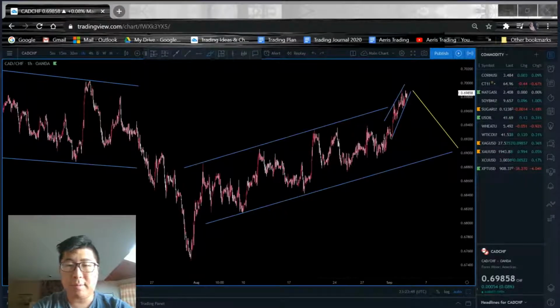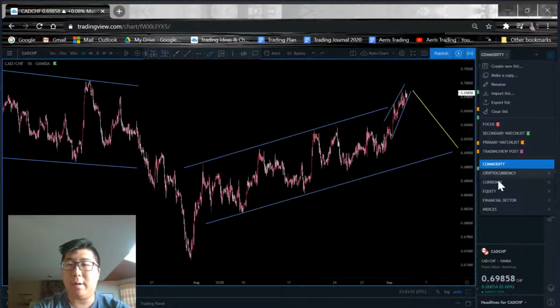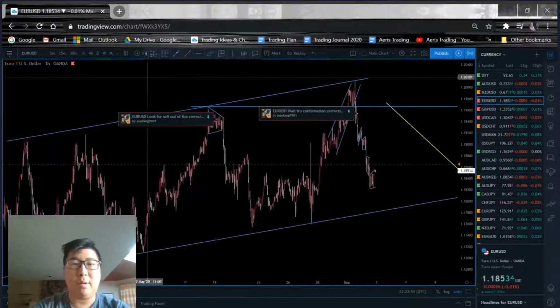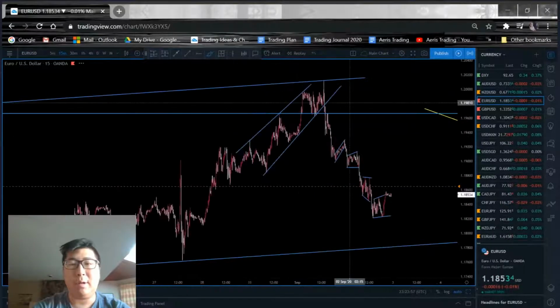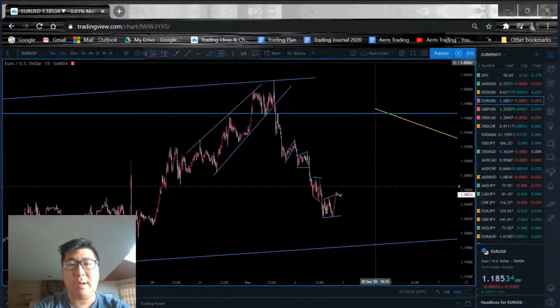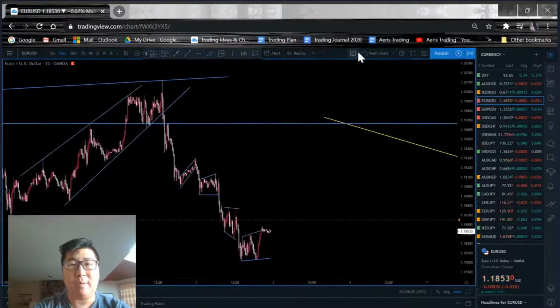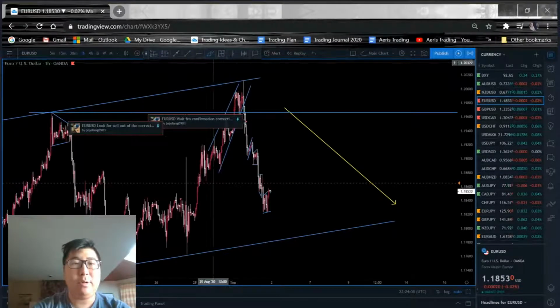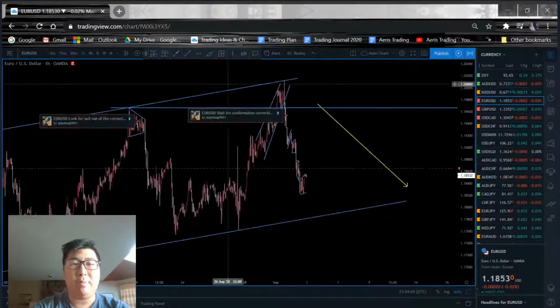Which pair is favorable right now? Well, I'm in one trade right now. I'm in euro dollar. So I do think euro dollar is looking pretty good. I think all the dollar pairs are looking pretty good. It's just that I'm not going to trade all the dollar pairs. I'm usually only going to trade one, and I'll pick the best one to go. So I think euro dollar is looking good.